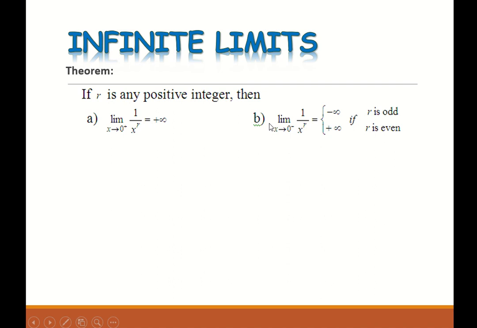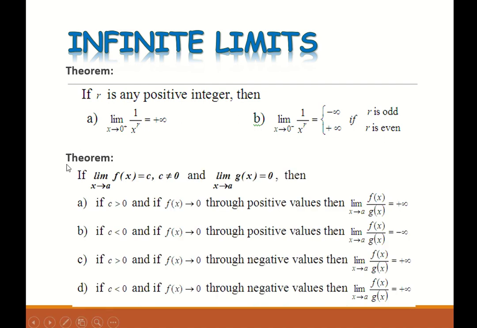Okay, so another theorem is the limit of 1 divided by x raised to a power r as x approaches 0 from the left. We have two possibilities here: it is equal to negative infinity if r is odd, and positive infinity if r is even. Okay, so remember this is a very important theorem that will help us evaluate infinite limits.